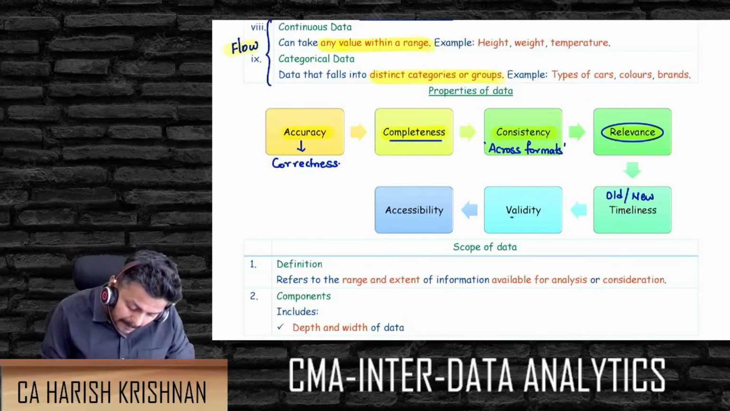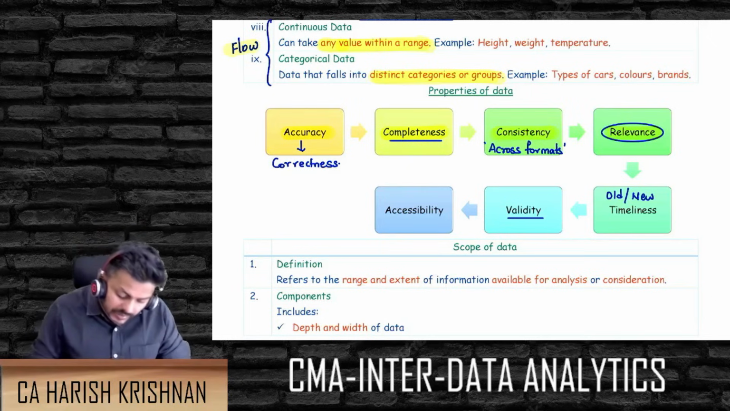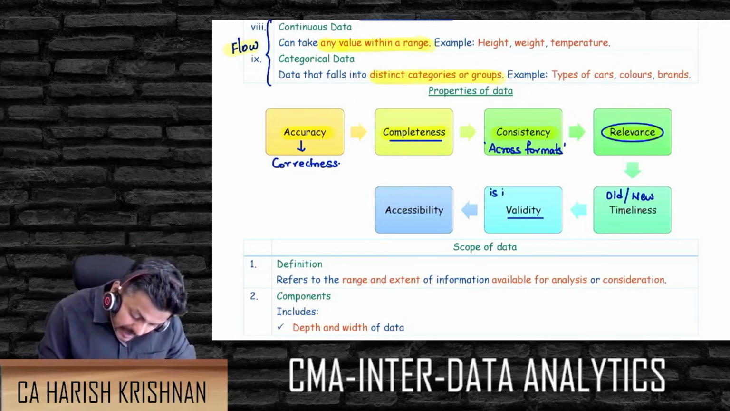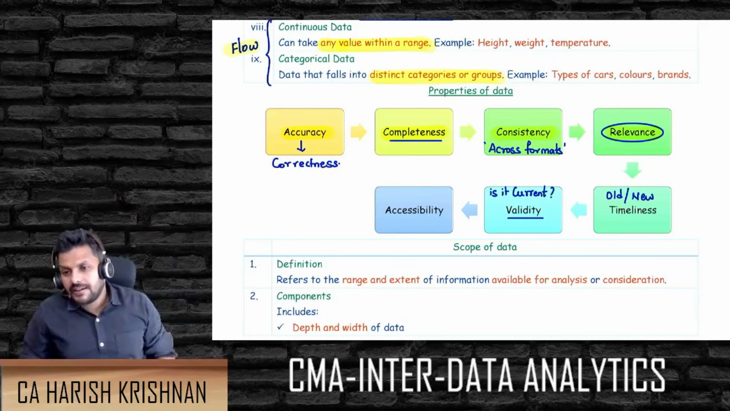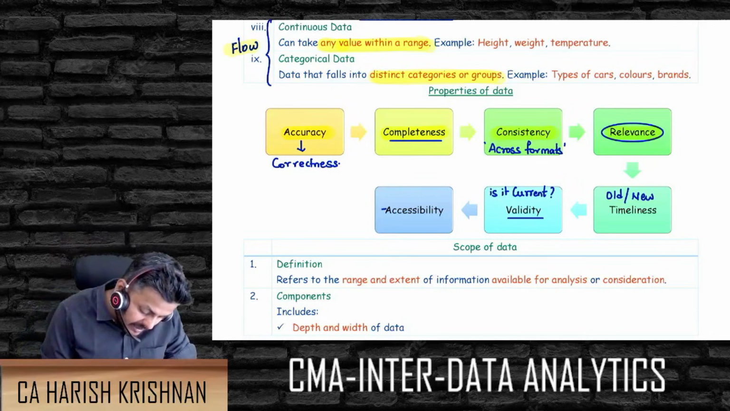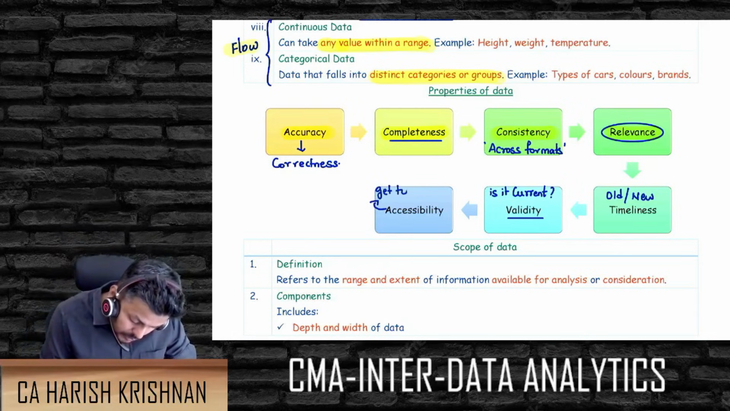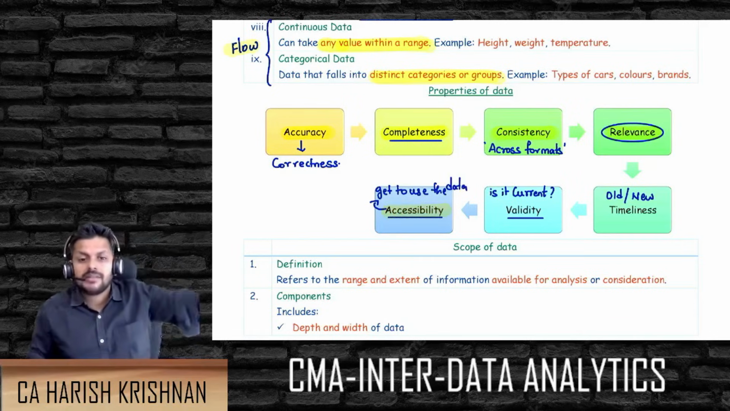And one of the very important features or properties of data is its validity. Is it current? Current means the latest. Is it valid? Maybe at one point of time it was valid, today also is that validity there? And last one is accessibility. Can we get to use the data? Data is there, but do you have accessibility? No sir, data is not accessible. Then how do you say that data is there but we can't use it?